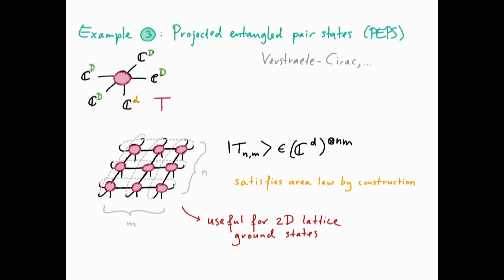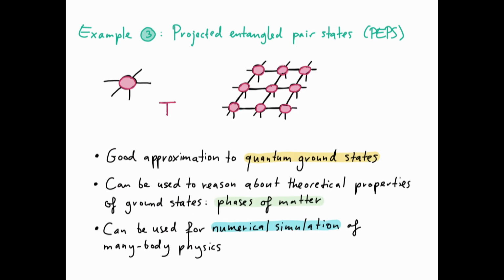There is actually a difference between states that have this area law and states that are of this tensor network form, but for practical purposes, these are a very good ansatz. They seem to be a good approximation to quantum ground states, and they are useful both in theory and numerics. One thing you can use them for is to reason theoretically about ground states. In many cases they are exactly solvable models which have perhaps ground states, and we can use this to understand topological phases or symmetry protected topological phases.